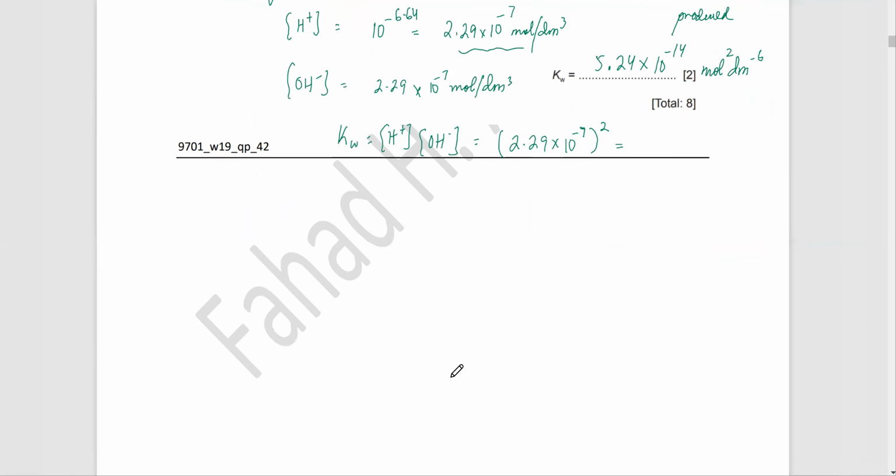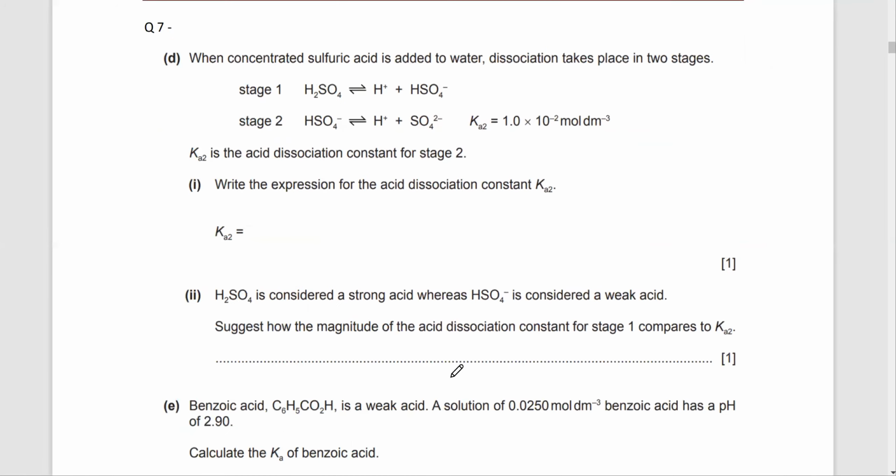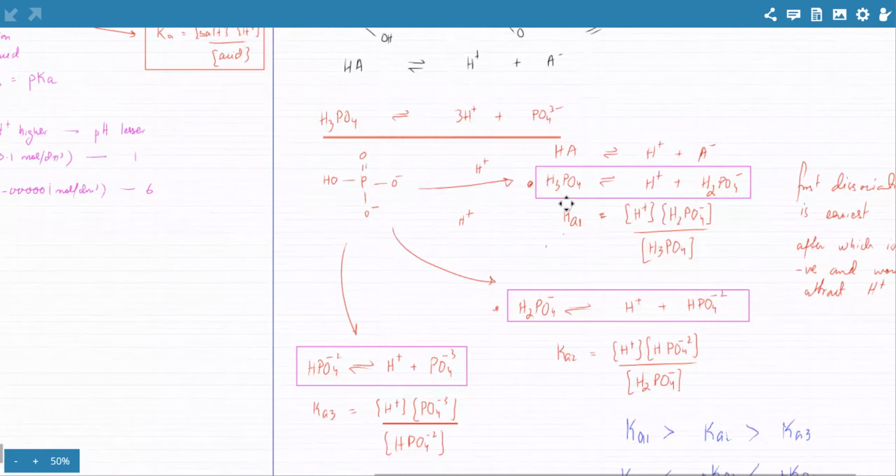Then let's do another question. This one. Now this question over here, this is something I've explained earlier as well. That if you have a diprotic acid, where did I explain this? One second. I probably explained it over here.